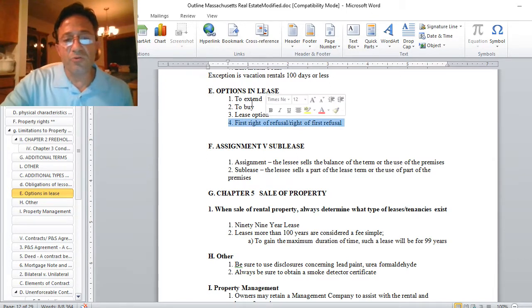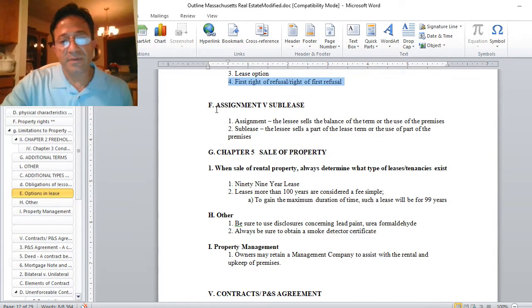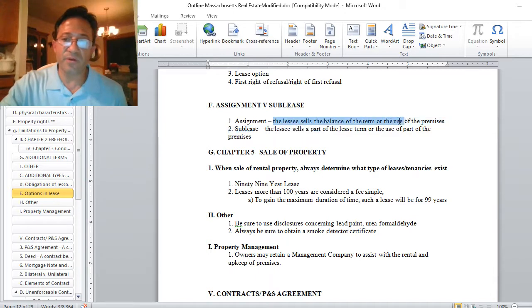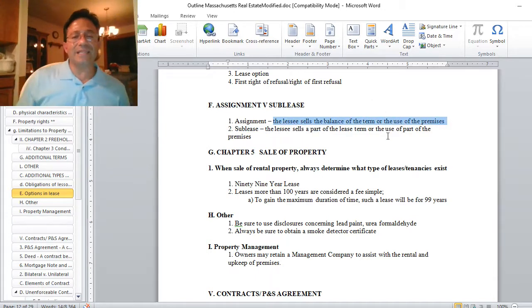All right, so those are lease options. One other thing I want to make mention of that's in the outline here is the difference between assignment and sublease. Now, with an assignment of a lease, as you're going to see here, the lessee sells the balance of the term of the use of the premises. And what I usually say to the classes is, if there's any time left or any space left, then it's going to be a sublease situation. If there's no time or space left on a lease and a new party comes in, then it's an assignment situation. So what do I mean?